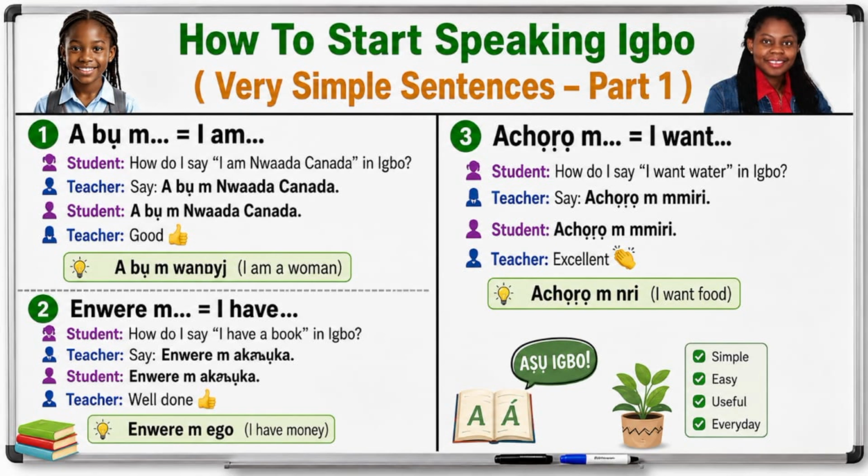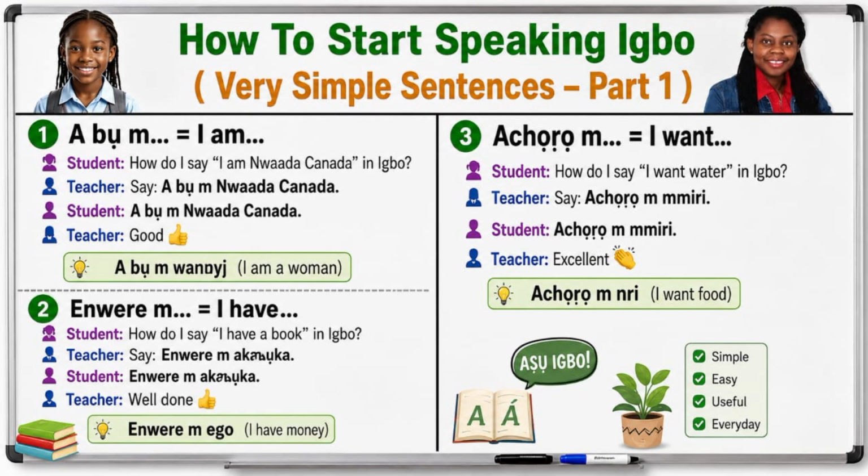Let's begin our Igbo speaking journey with Ada, a beginner learner who is just starting to form simple sentences. Today, Ada is learning 3 basic sentence patterns you can use every day. Let's begin. Ka anyị bido.